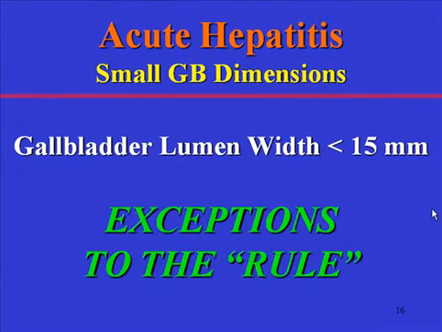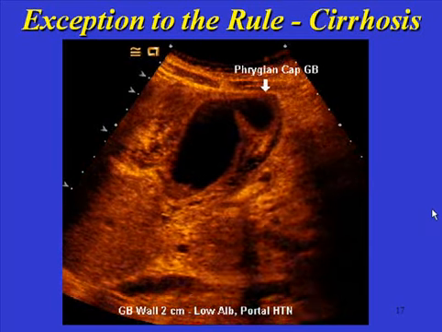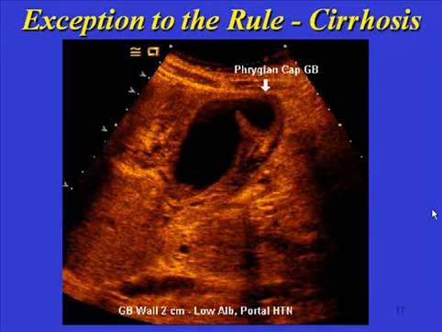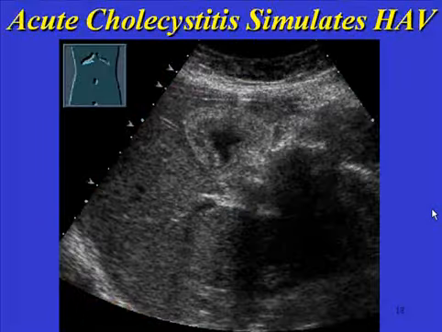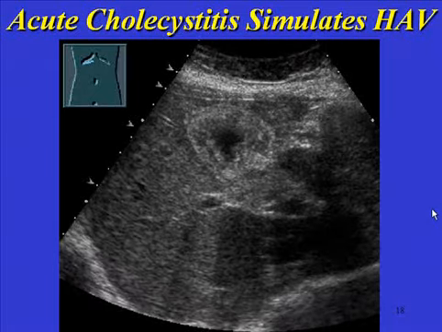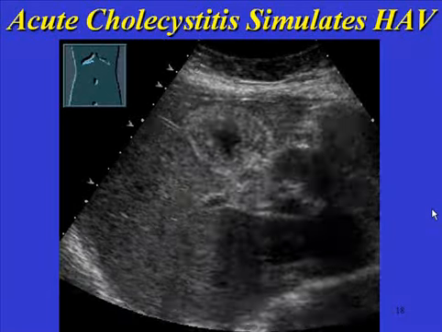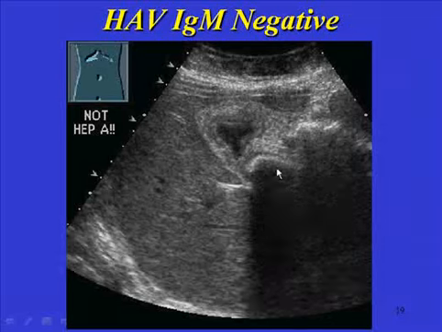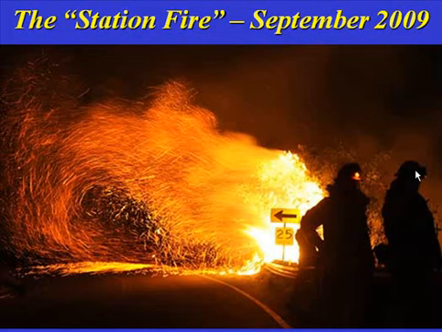Of course, this small lumen rule doesn't always work. Here's a patient who has a lumen that's larger than 1.5 centimeters and a thick wall, and this is a patient who's cirrhotic and has portal hypertension and a low serum albumin. Here's a patient who actually has acute cholecystitis that looks sort of like the cases that I've already shown you. This patient happens to have a small gallbladder lumen and a thick wall. So the rules are not perfect. Here's the same patient who has a cystic duct stone in this particular video clip. So the rules are not perfect, but they work reasonably well.